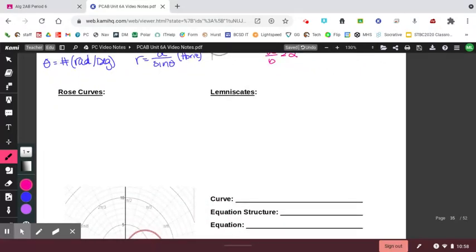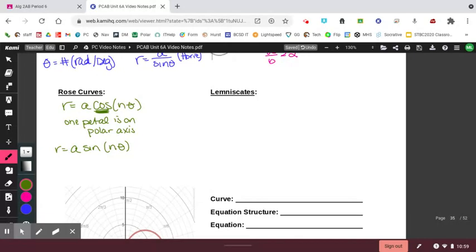All right, we also have rose curves. Remember, the general form is r equals a cosine n theta, or r equals a sine n theta. If it is cosine, one petal is on the polar axis. N, if it's odd, then it's the number of petals. If n is even, then 2n equals the number of petals. And a tells you the length of the petal.